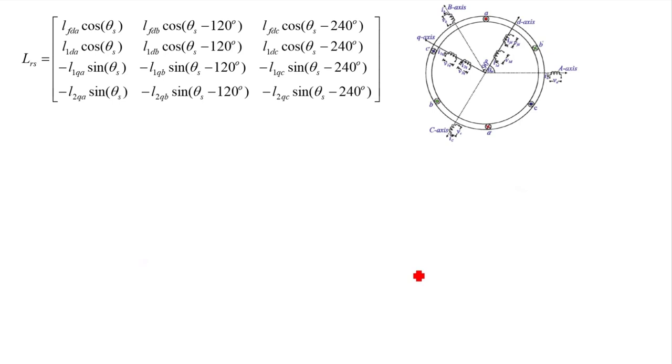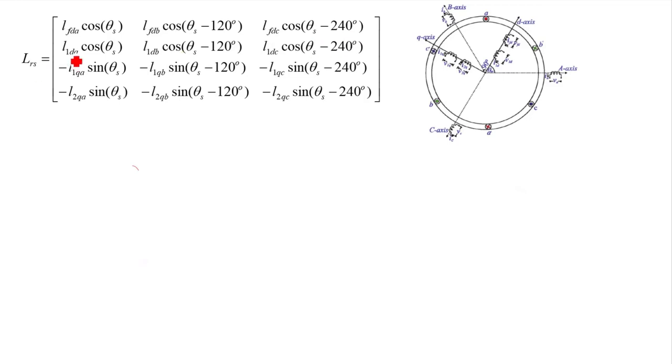Next, I can write the equation for rotor inductance, that is LRS. LRS means from rotor to stator. This I can also easily write. For LRS, from rotor to stator, we have the angle theta s, which is varying, of course. So I can write it as LFDA cos theta s, LFDB cos of theta s minus 120, LFDC cos of theta s minus 240.